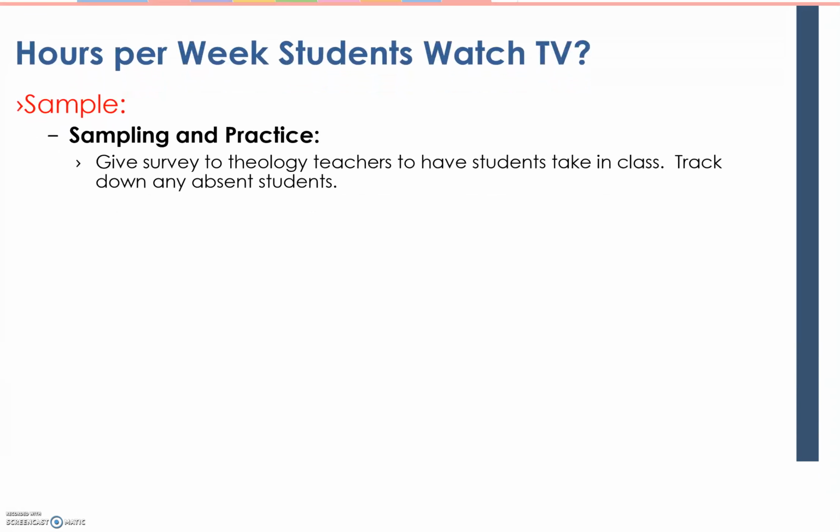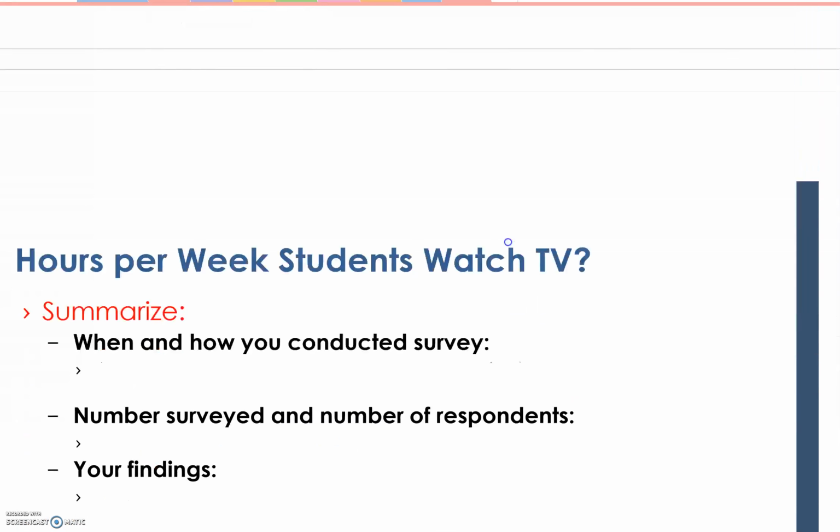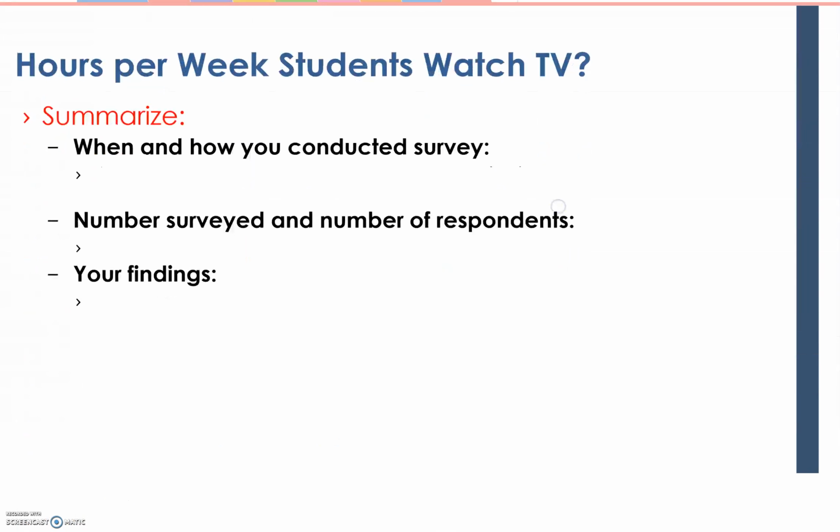Next up would be the summary. So let's pretend we went out, we gave the survey, we got the results back. Your summary should actually be in paragraph form. I'm going to list all the parts of it separately, though, but if you were writing this up, you would just include this as one paragraph. The first thing you want to include in your paragraph is when and how you conducted the survey.